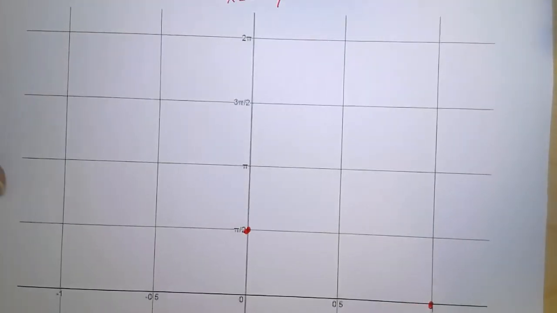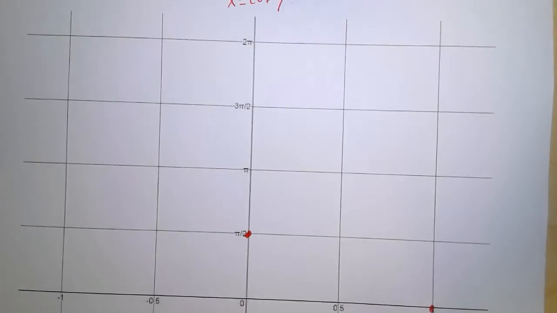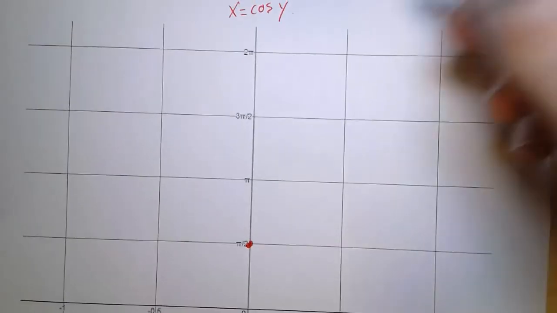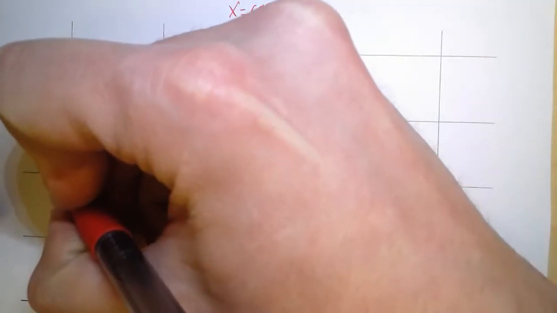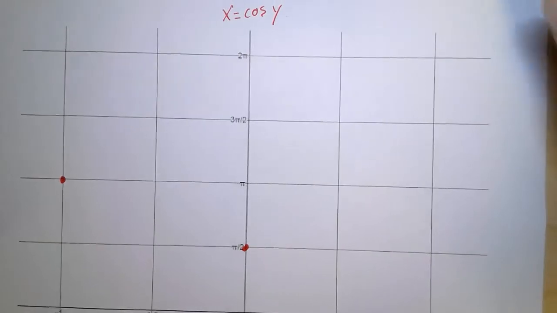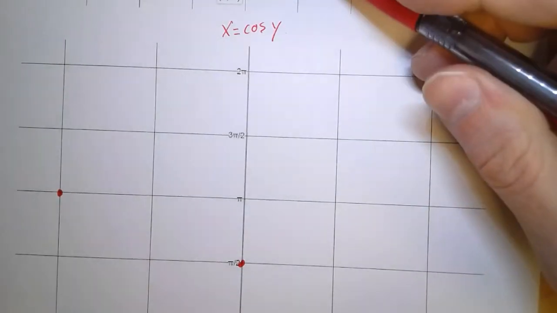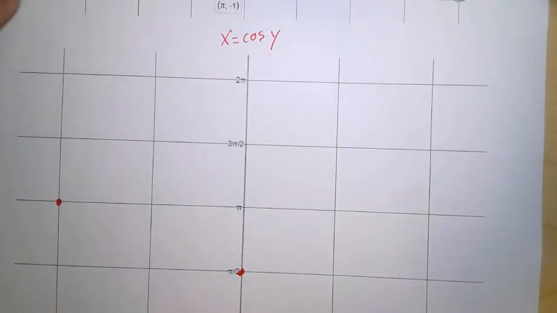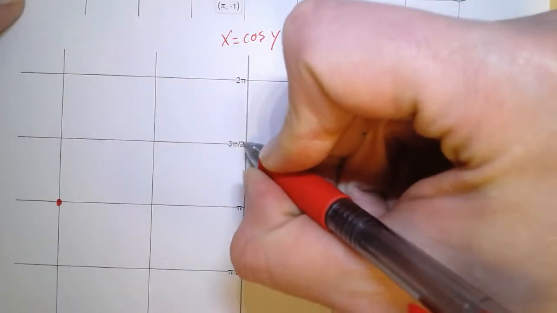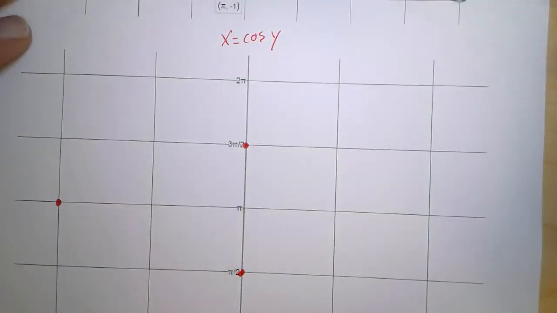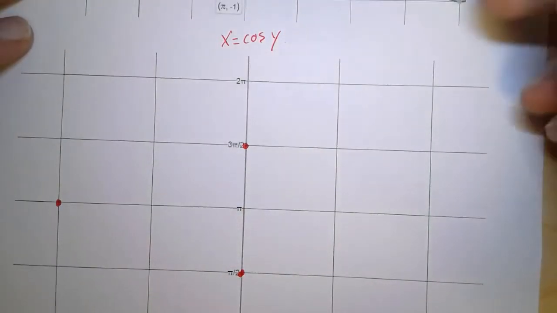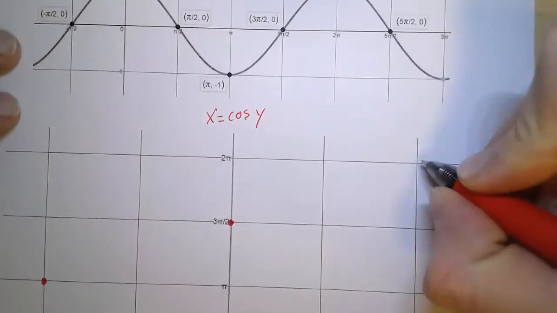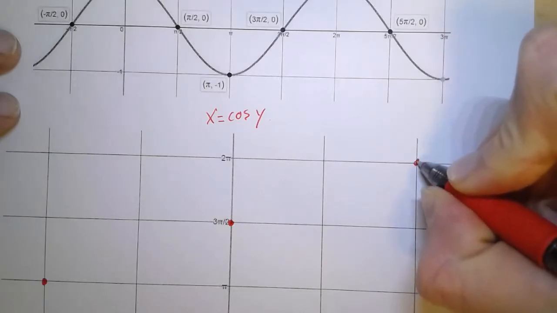Then on cosine, the next point is pi, comma negative 1. So here, for x equals cosine of y, that's going to be negative 1, comma pi up there. Then we have 3 pi over 2, comma 0. That's a point on y equals cosine x. So on x equals cosine of y, it's going to be 0, comma 3 pi over 2. And then finally, the last point that'll fit here, for cosine, the point is 2 pi, comma 1. So on this graph it is going to be 1, comma 2 pi.